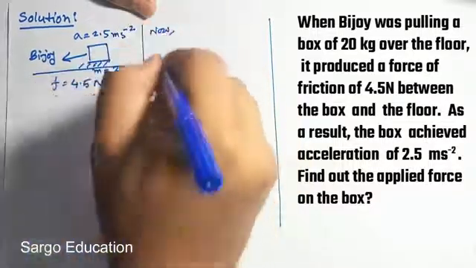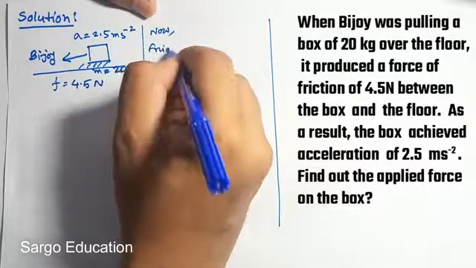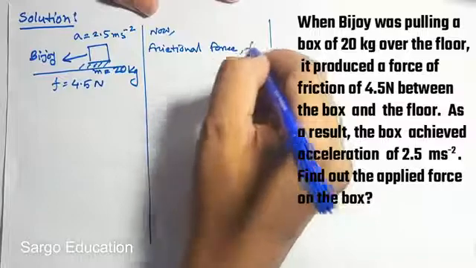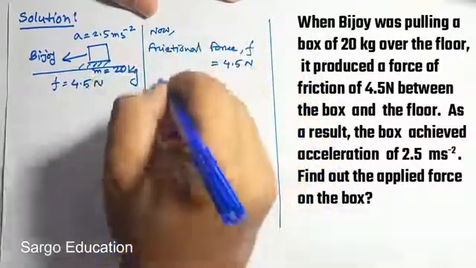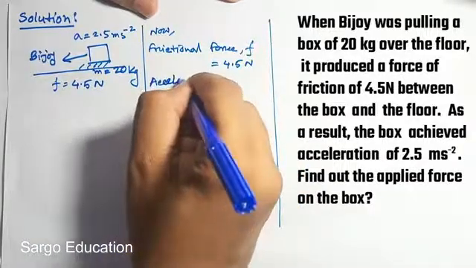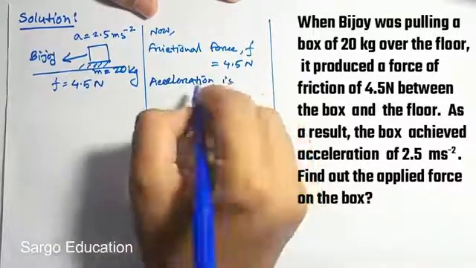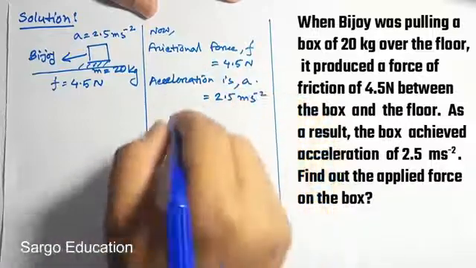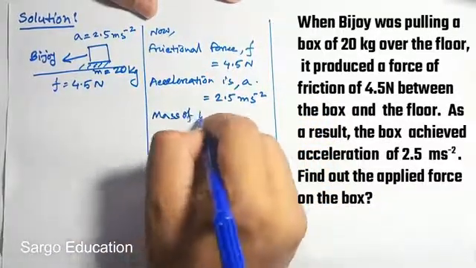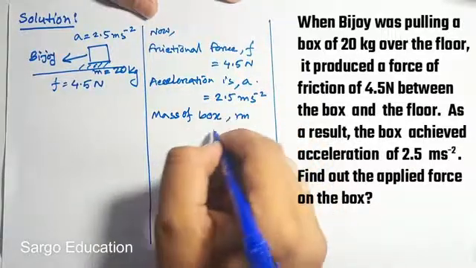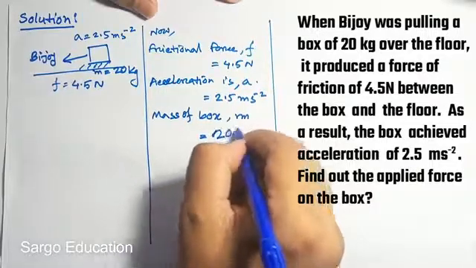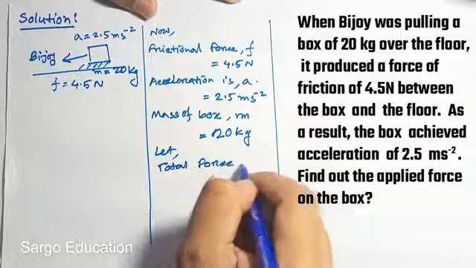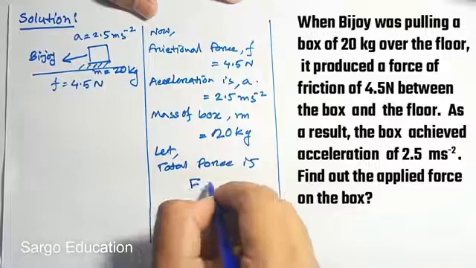Now we can write: frictional force is small f equals 4.5 Newton, acceleration is a equals 2.5 meter per second square, and mass of the box is m equals 20 kg. Let the total force be F.